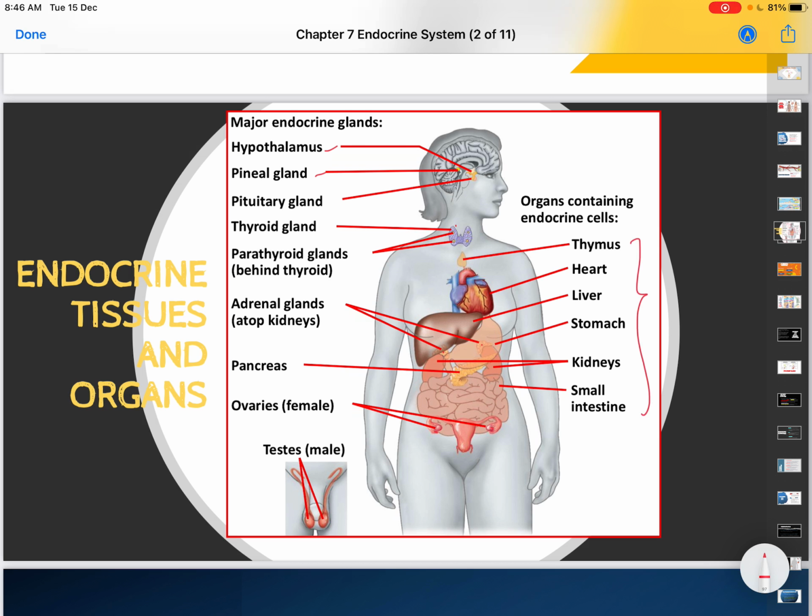For this example, they don't have glands, but they exist in the form of cells. Examples of endocrine cells are in the thymus, the heart, and the liver. So these endocrine cells are located in the thymus, in the heart, in the liver, in the stomach, in the kidney, and small intestine.